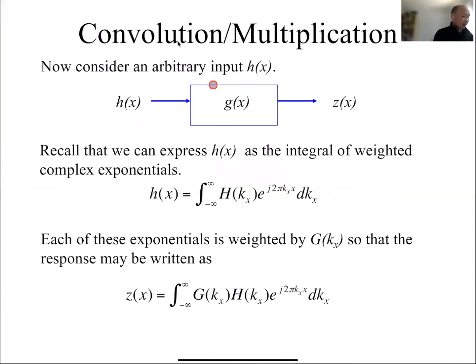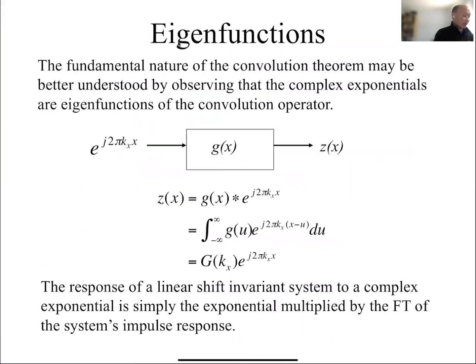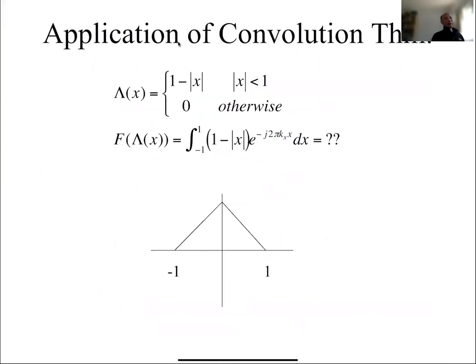So this is just mathematically showing why that's the case, and you can look at that at your own leisure. And it turns out the important thing mathematically is that complex exponentials are eigenfunctions of the convolution operator. And so that's a deeper interpretation, okay?